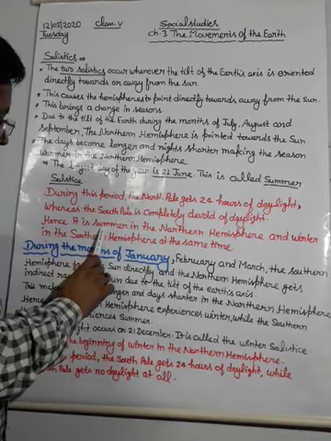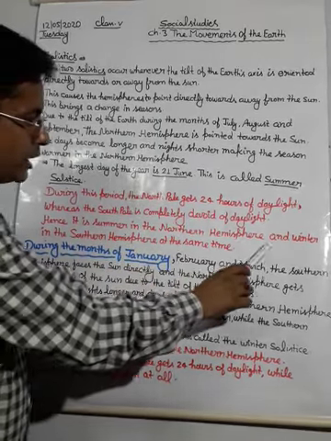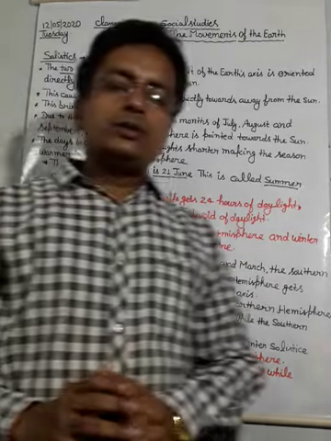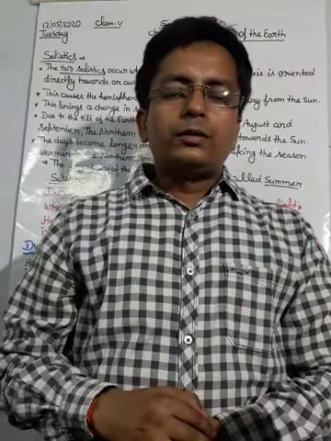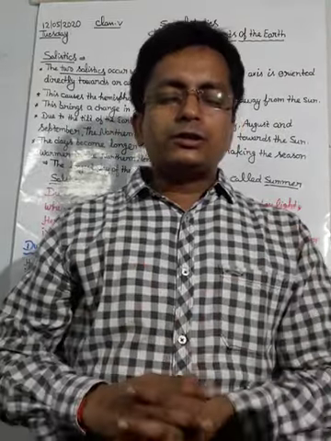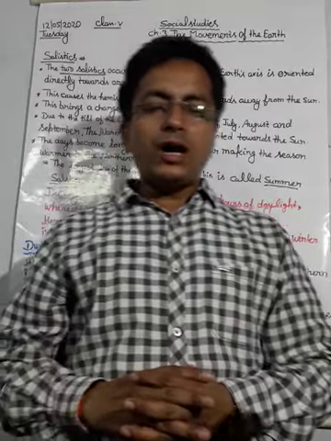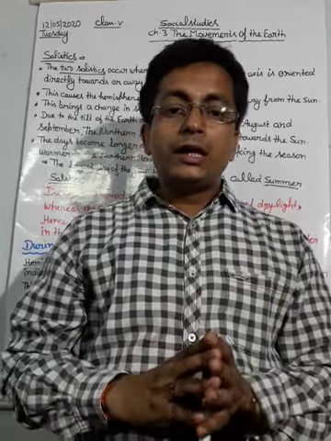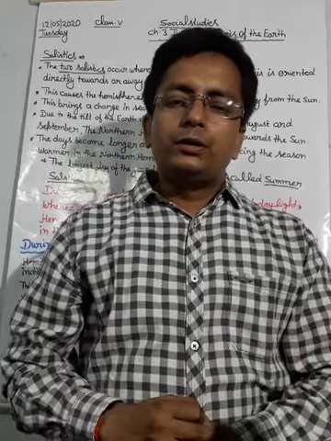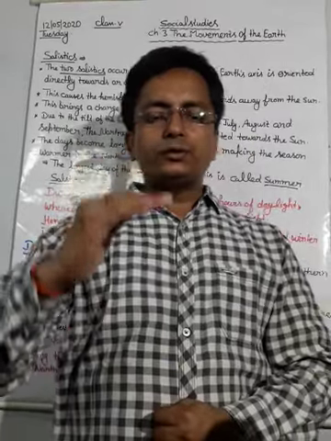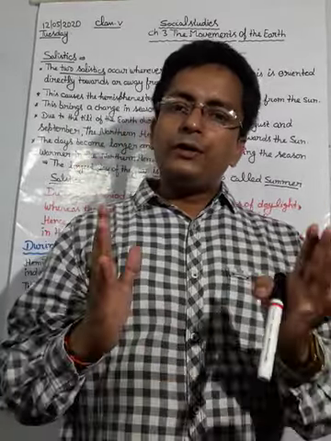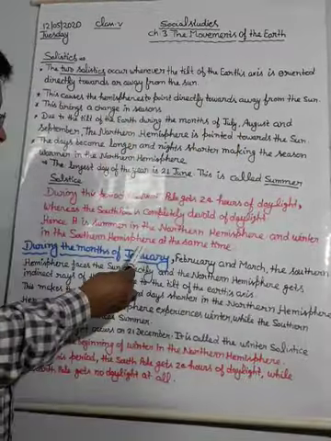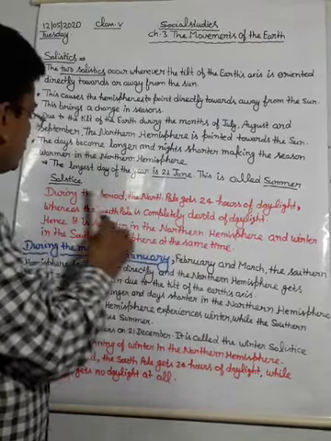Hence it is summer in the northern hemisphere and winter in the southern hemisphere at the same time. Yes, student. When the people and countries of the northern hemisphere enjoy summer, at the same time the people and countries of the southern hemisphere enjoy the winter season. So it's all about the summer solstice.